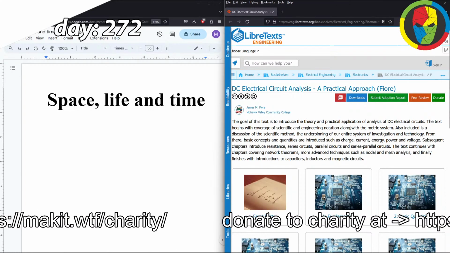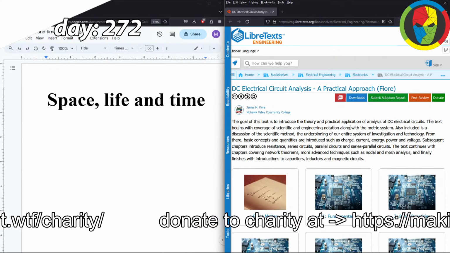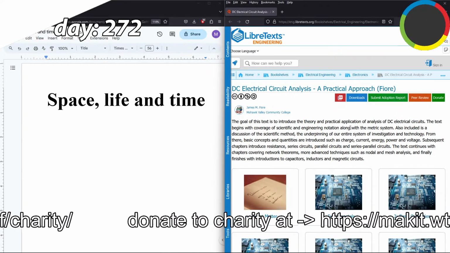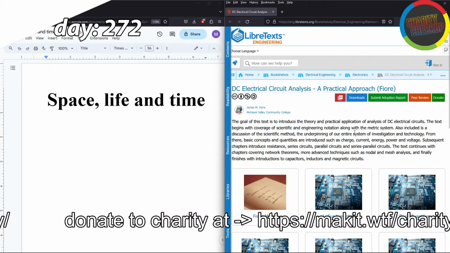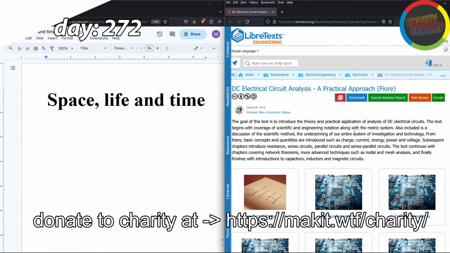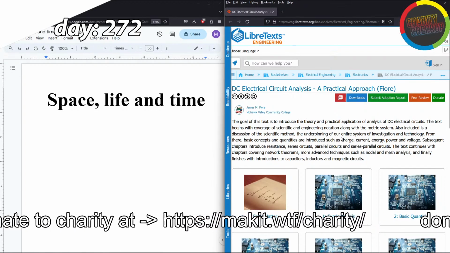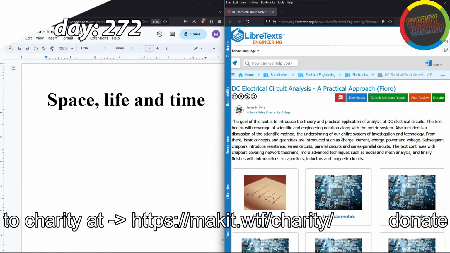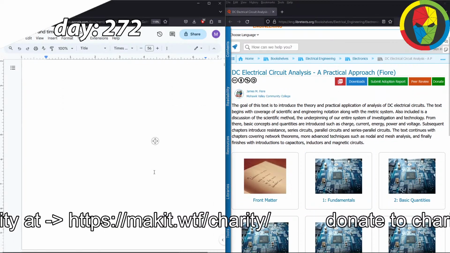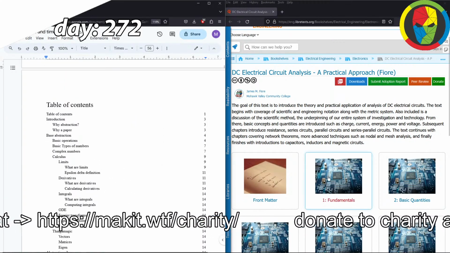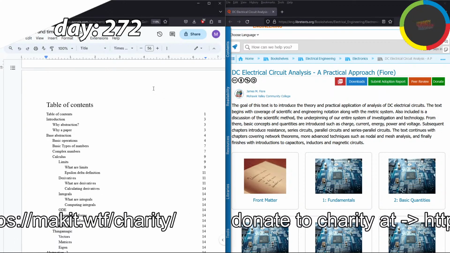So, this is DC Electrical Circuit Analysis: A Practical Approach, theory. I hope that's how you pronounce that. From LibreTexts, which is my favorite website, considering that it's just free stuff. It's just free textbooks, so you know that's awesome. And what we're going to do today is brush up on our electrical skills, which we did a while back, a couple of months ago actually.